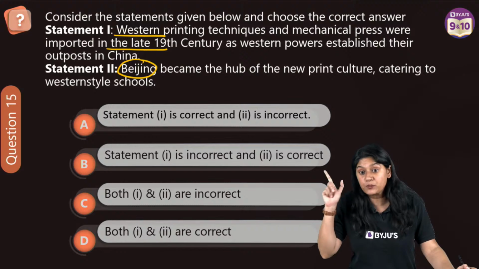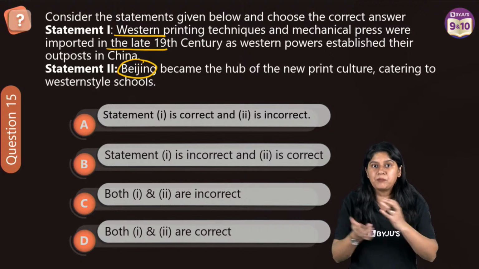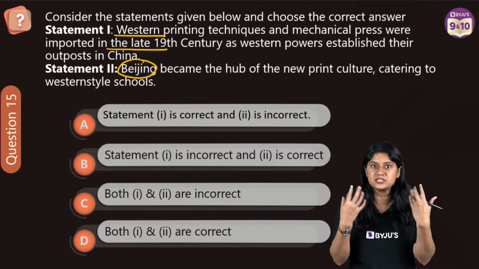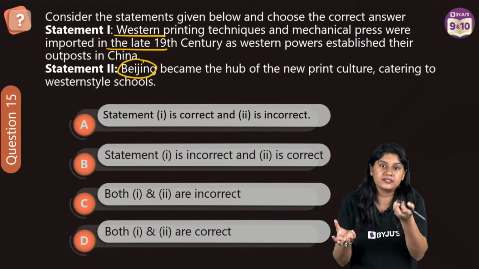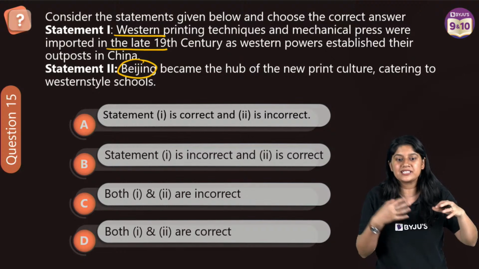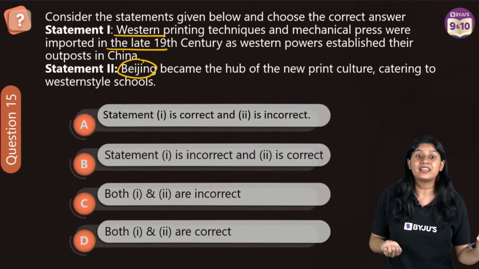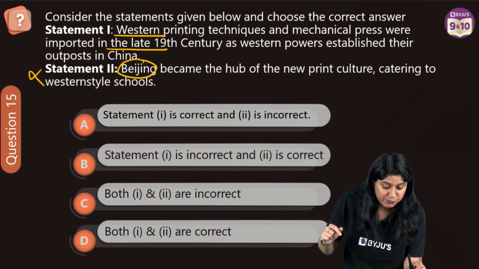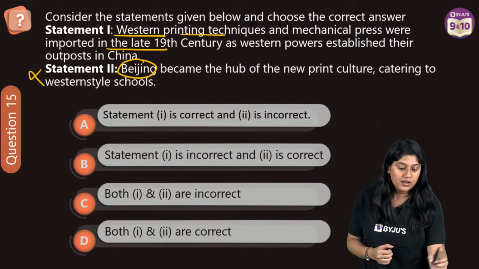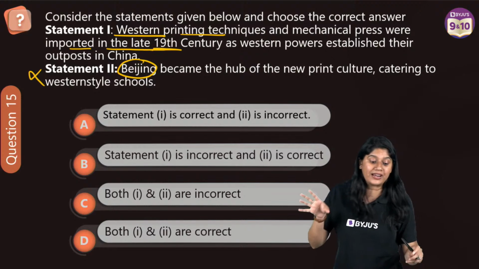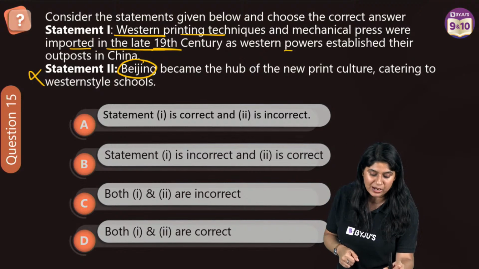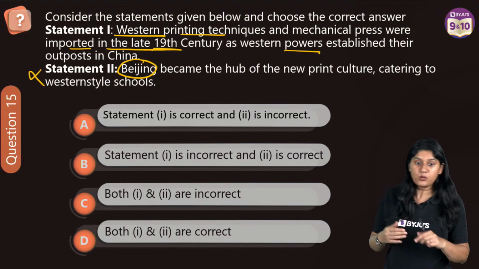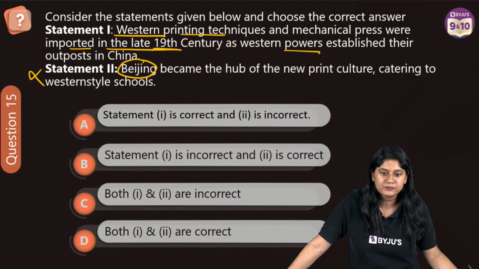We know that printing was there in China, and when the travelers went to China, from there they learned the technique, and of course then they traveled with that technique. Basically they learned the technique, and of course they were going and telling about it. So option number B will not be the correct answer. Definitely the Western printing technique and the mechanical press were imported in the late 19th century as Western powers established their outpost in China. So as more and more people started going there, we have seen this, right?